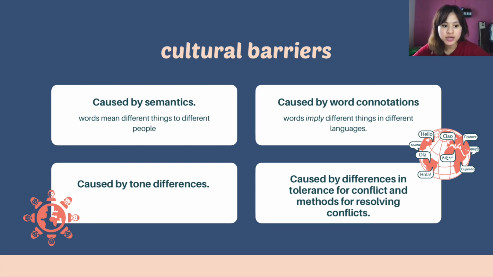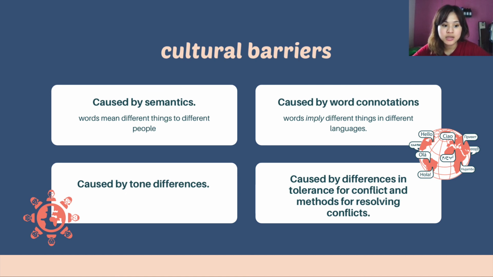Second, there are barriers caused by word connotation. Words imply different things in different languages. For example, the Japanese word for okay means yes, but may mean "yes, I am listening," not "yes, I agree." Third, there are barriers caused by tone differences. In some cultures, language is formal. In others, it's informal. The tone changes depending on the context.